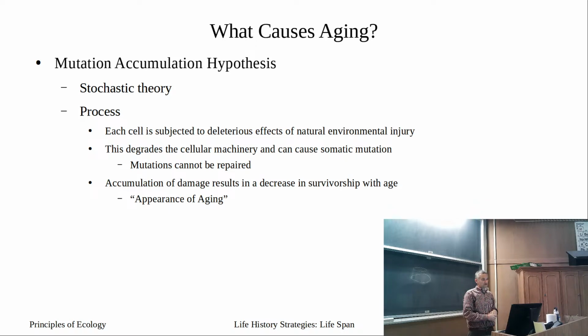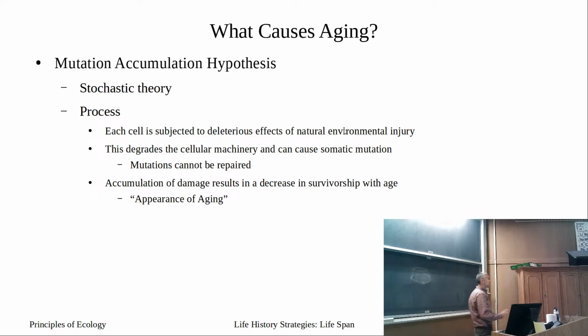As the machinery degrades, sometimes you'll get somatic mutations. And the mutations can't be repaired because the machinery has been degraded. It's just like with UV light, or actually your proofreading mechanisms. Cell replication makes a mistake, our proofreading mechanism catches that and fixes it. Well, at this point, it can't fix it because the cellular machinery has been damaged due to natural injury, environmental or internal. So reactive oxygen species, UV light, chemicals, who knows?